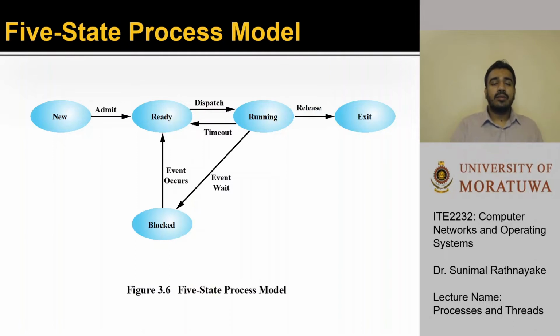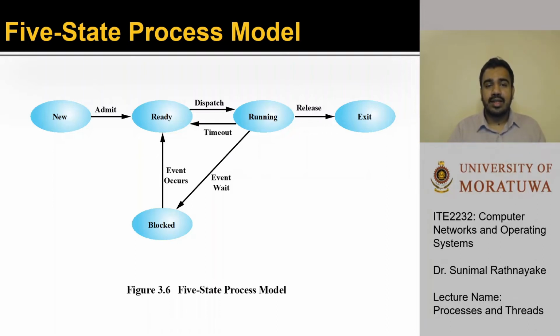Now, let's look at a bit more complex state model for the process life cycle. This is a 5-state process model. There are 5 states, namely new, ready, running, blocked, and exit. So you can see how these are interrelated. When a process is newly created, it is at the new state, and it is admitted to the system. It goes to the ready state. It's not running yet, it is at the ready state.